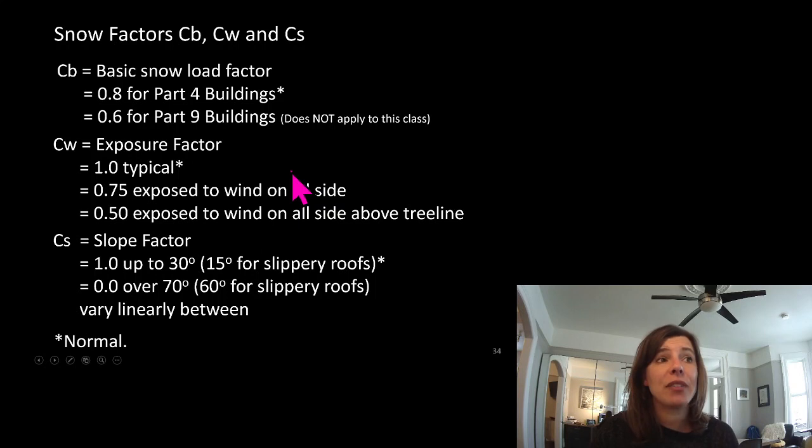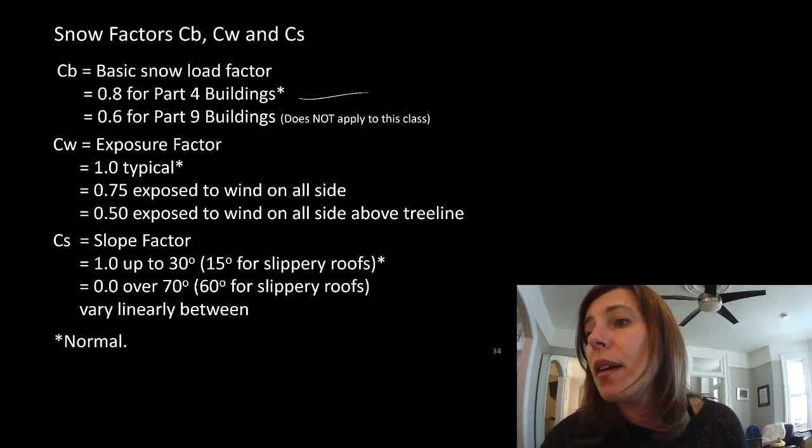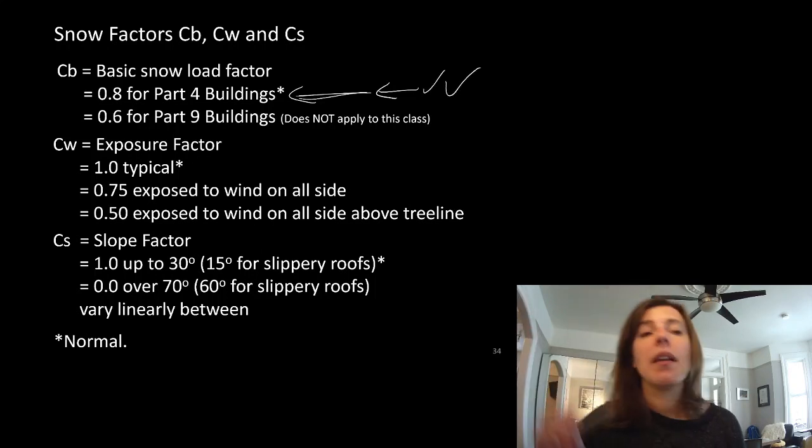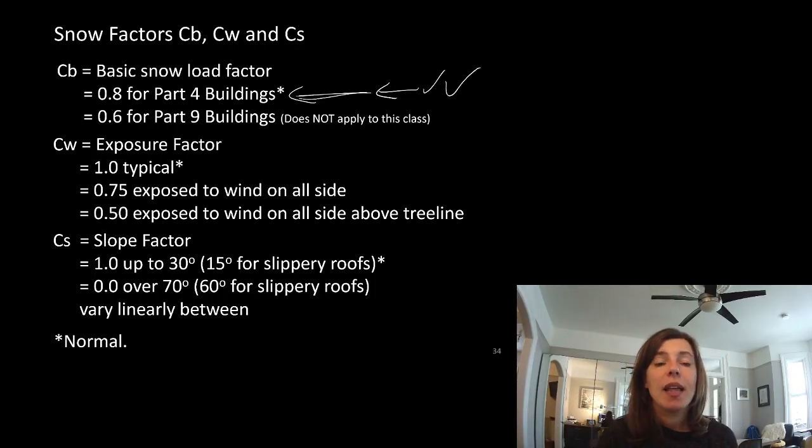And then we have some factors that we apply. CB is the basic snow load factor. We are doing a Part 4 building. There is such a thing as Part 9 of our building code, which is for wood frame, small scale construction. They get to use 0.6. We're not designing to that. There is still inevitably somebody that will use 0.6 when they're doing their calculations. Don't. Use 0.8 for our basic snow load factor.